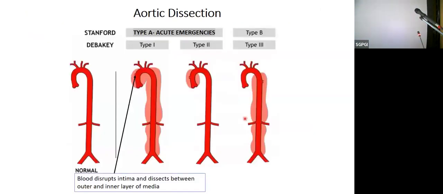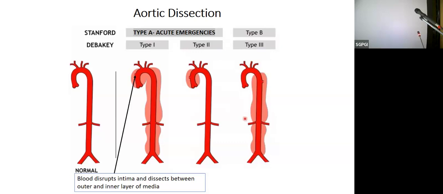Now we'll come to the subacute emergency. The first and foremost is aortic dissection. Type A aortic dissection, remember A for acute, is the acute emergency. Type B can be managed medically. Now, I feel everyone is aware of aortic dissection.